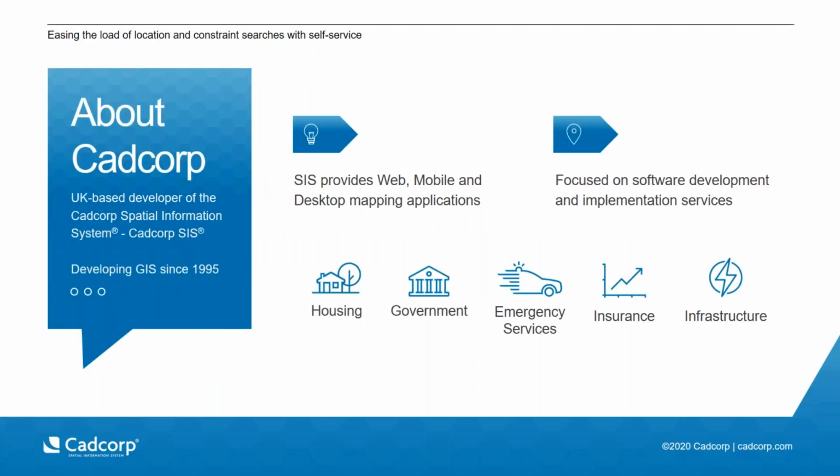So, a bit about CAG Corp. We're UK based and we focus on the development and delivery of our product CAG Corp SIS, which includes web, mobile and desktop GIS applications. We work across various sectors, with government being the focus of today's webinar. We also work across central and local government, and also down to town and parish councils.